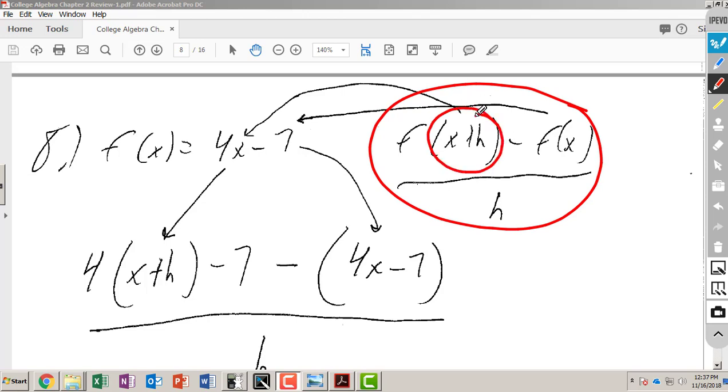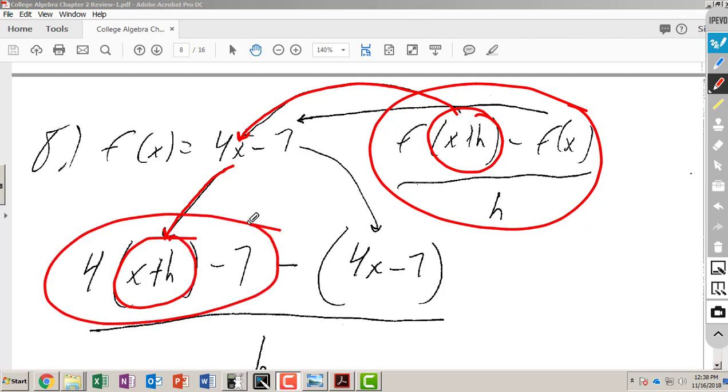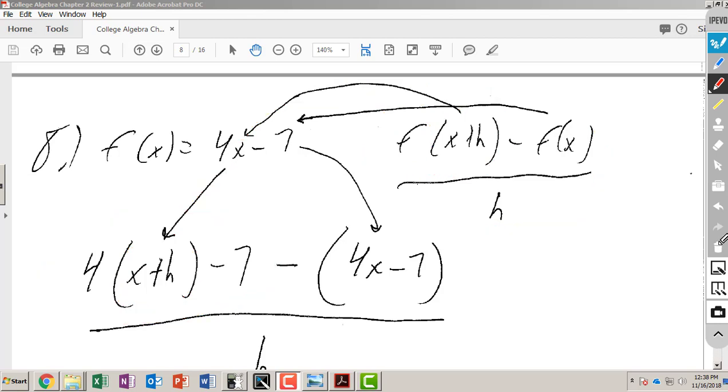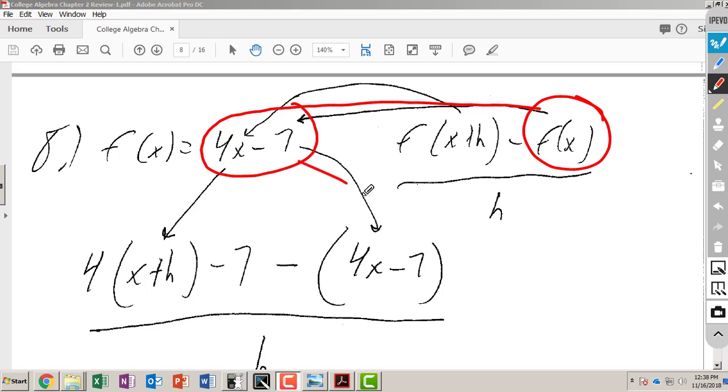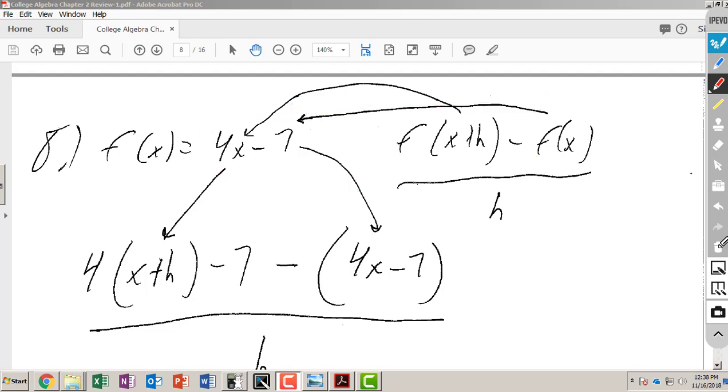We're going to substitute in x plus h into my equation. So when I substitute in that x plus h, I get 4 times x plus h minus 7. So f of x plus h means that I can substitute in equations. Now that I've done that, I'm going to go ahead and substitute in my f of x. So notice that f of x is equal to 4x minus 7. So in place of f of x, I'm going to put in 4x minus 7. And then that's all going to be divided by h.